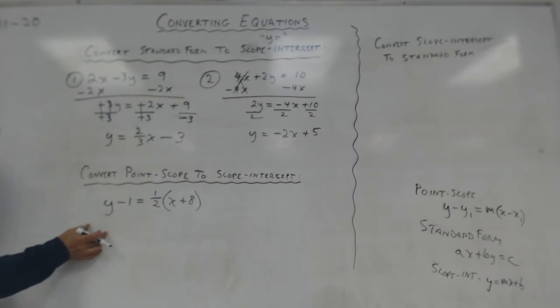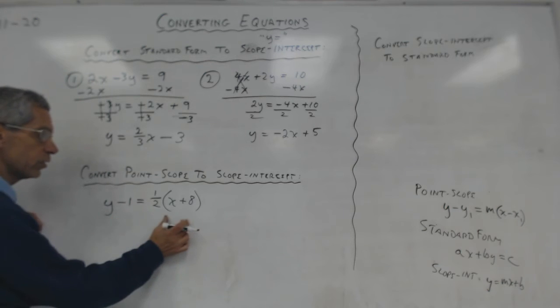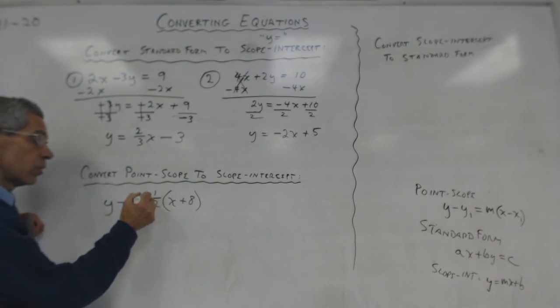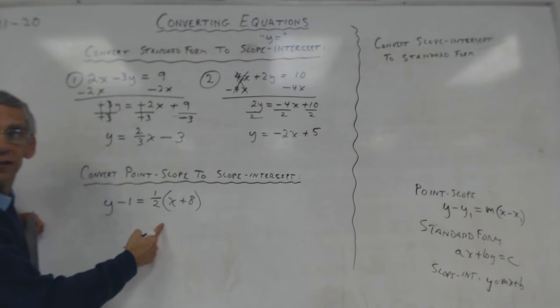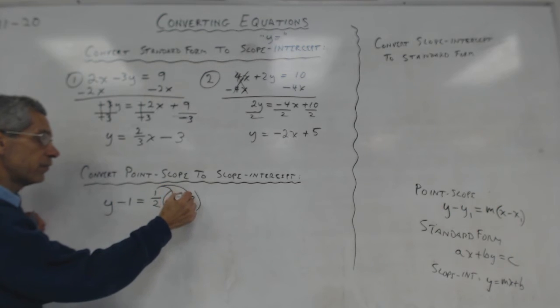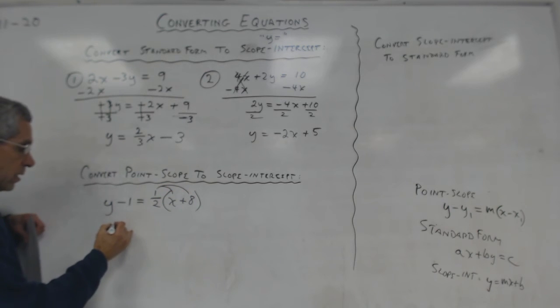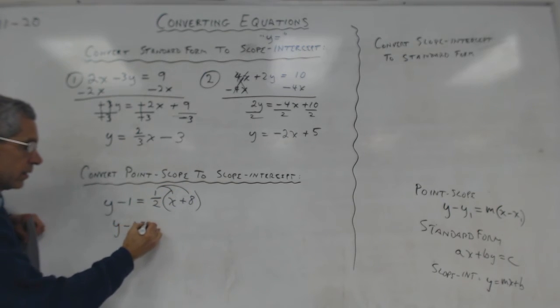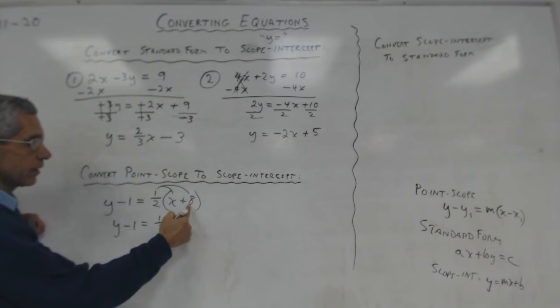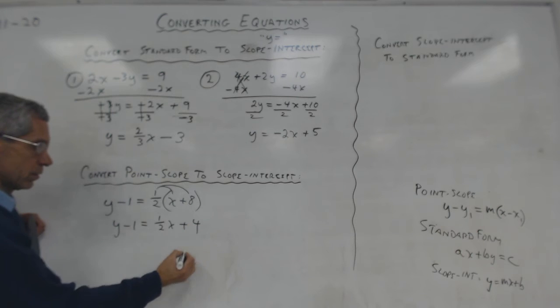So my first step to go from point-slope to slope-intercept is to get rid of my parentheses. I'm going to use the distributive property: 1/2 times x, 1/2 times 8. So that gives me y minus 1 is equal to 1/2 x plus half of 8, which is 4.